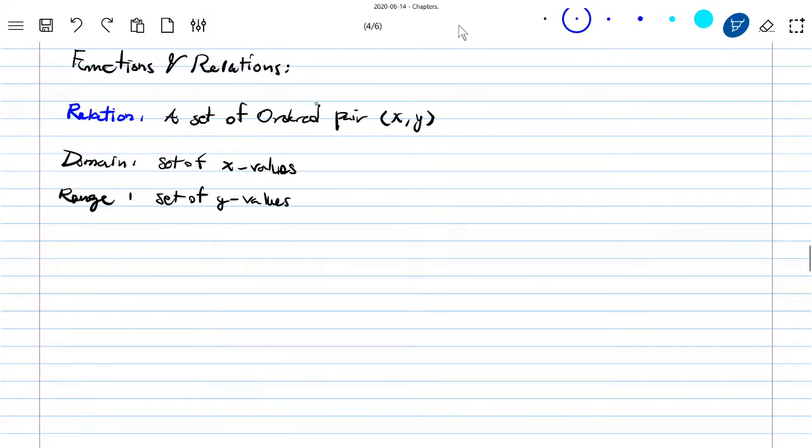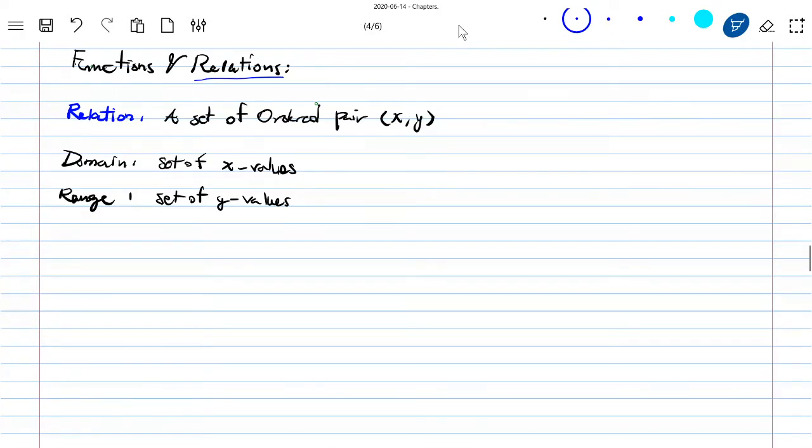Today we're going to talk about functions. Before we go into the topic of functions, we need to discuss a definition. What is a relation? After that, based on relation, we discuss what's a function. So first, a relation. What is a relation?